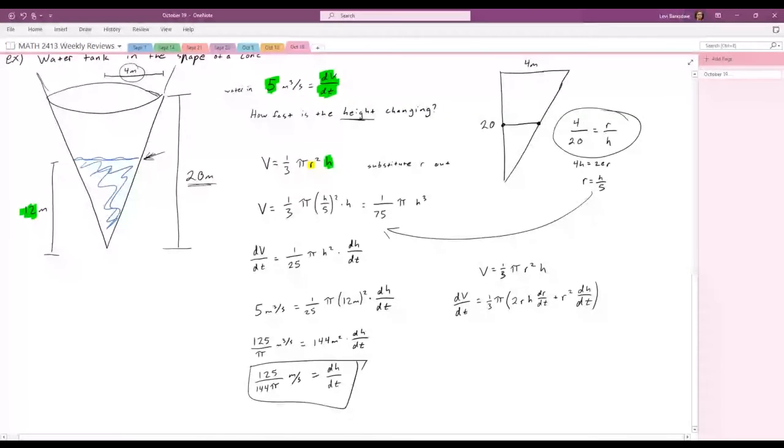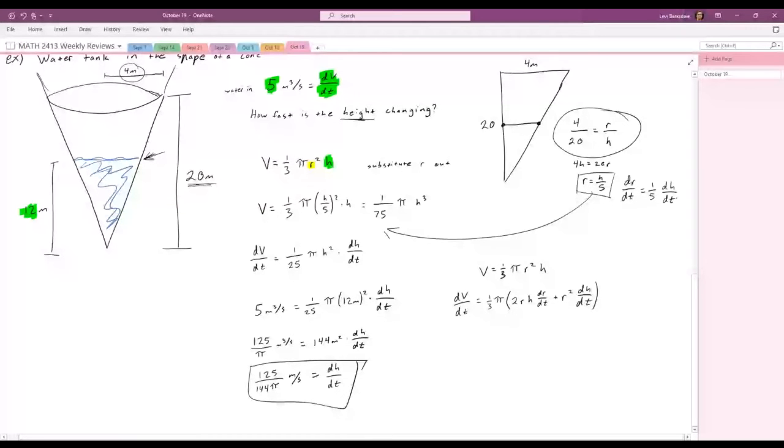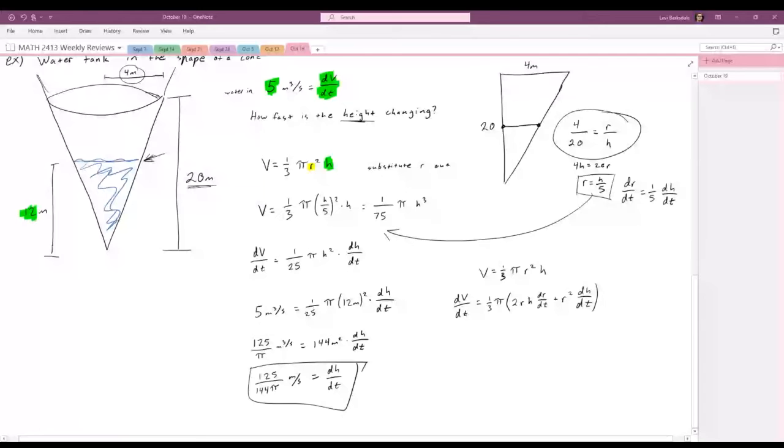The thing is, we still have this relation that r is equal to h over 5. So at some point, we would need to substitute out dr over dt, because clearly if we take the derivative of this equation, we get that dr over dt is 1 over 5 times dh over dt. So if dr over dt were 0, then dh over dt would also have to be 0, and that's just not right. If we had a cylinder, then we would have dr over dt equal to 0, so thank you for pointing that out. Yes, that is another way you can do it.